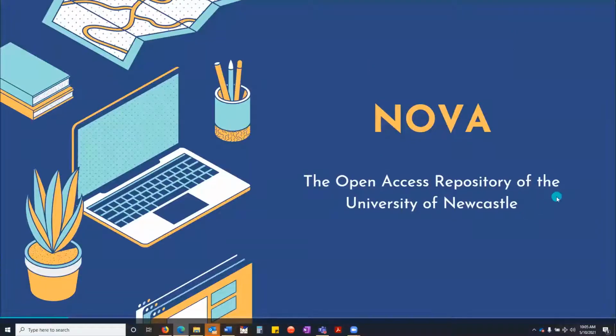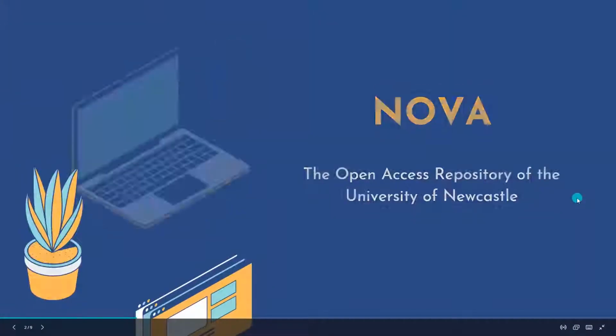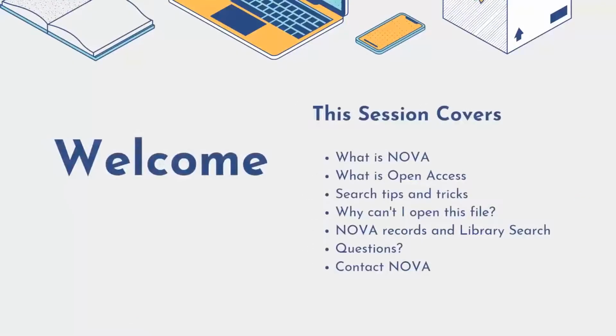Okay, so we'll get started. So welcome to this introduction of Nova. Today we'll cover what Nova and open access is. I'll show you some search tips and tricks and explain why sometimes you might not be able to open a resource in Nova, and I'll show you how to recognise Nova records in a library search. I've left some time at the end for questions, but feel free to pop them in the chat. I'm happy to answer them as we go along.